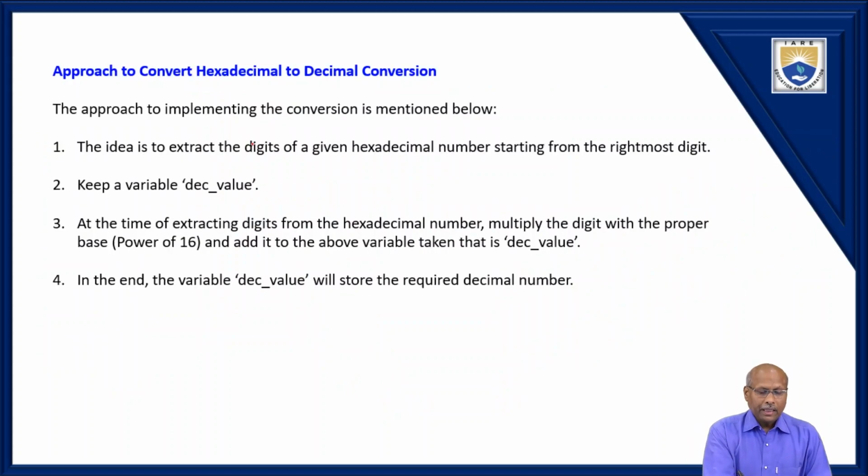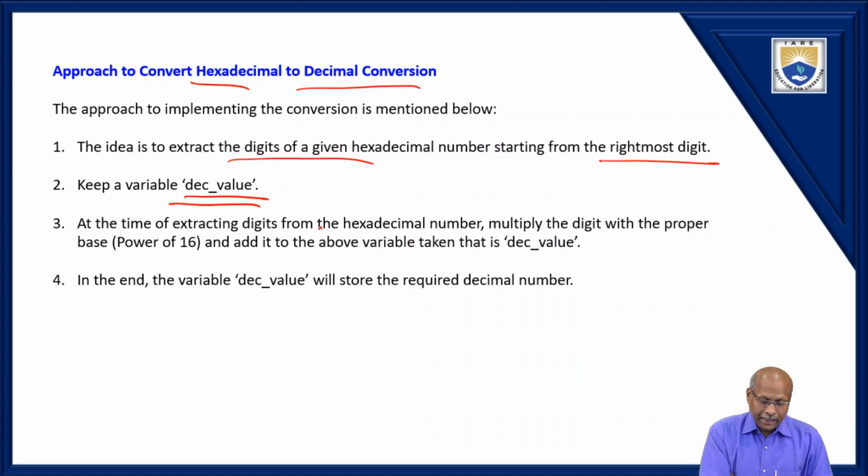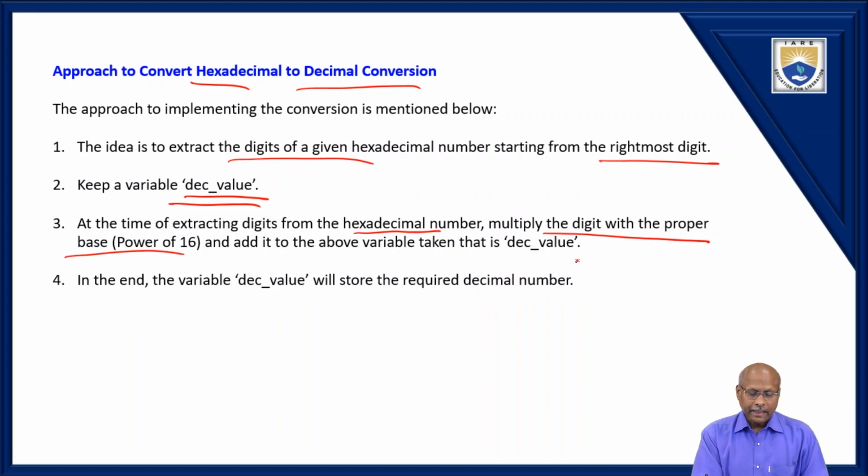Now the approach to convert hexadecimal to decimal. You have to follow some steps. The idea is to extract the digits from the given hexadecimal number starting from rightmost to leftmost, so you travel from right to left. Keep the value in a variable called decimal value. At the time of extracting each digit, multiply the digit with the proper base 16 and add it to the variable called decimal value.